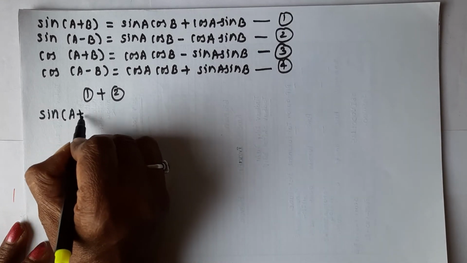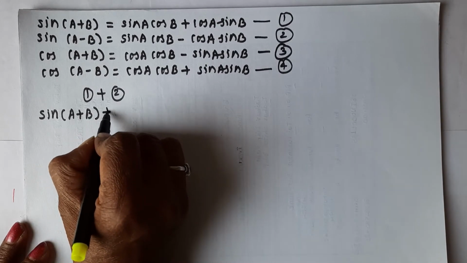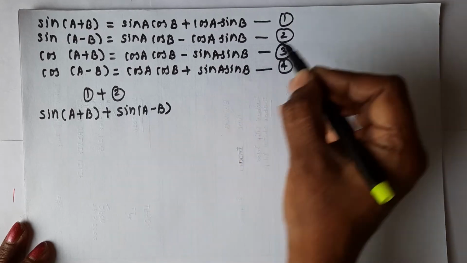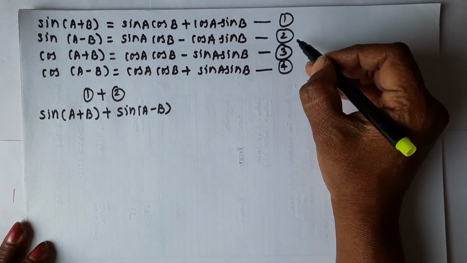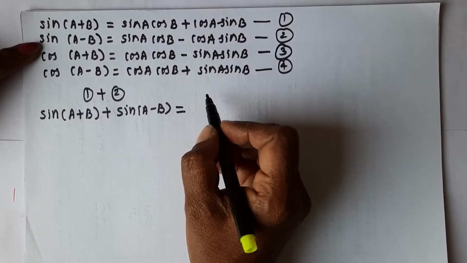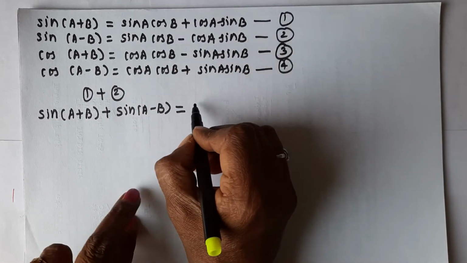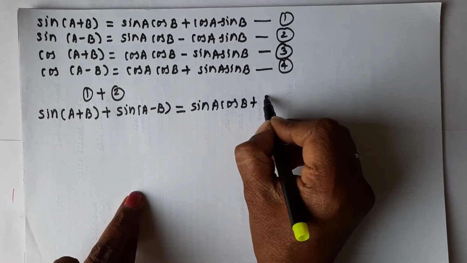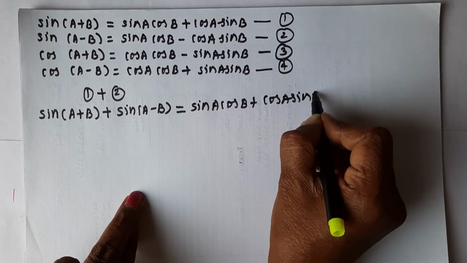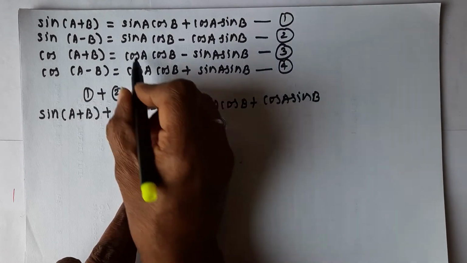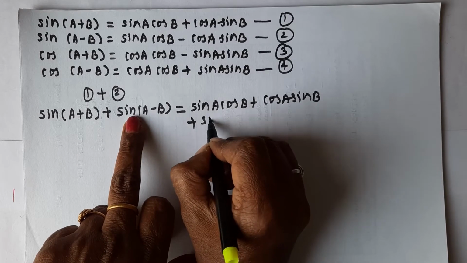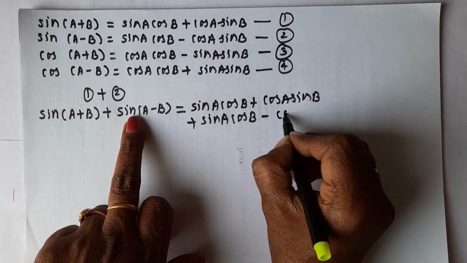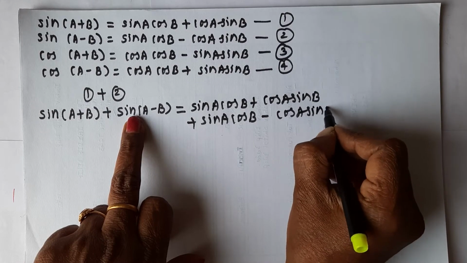It will be sin(a+b) plus sin(a-b). I am taking addition of first and second. And to the right hand side, you write down this sin a cos b plus cos a sin b, plus the value of sin(a-b), that is sin a cos b minus cos a sin b.